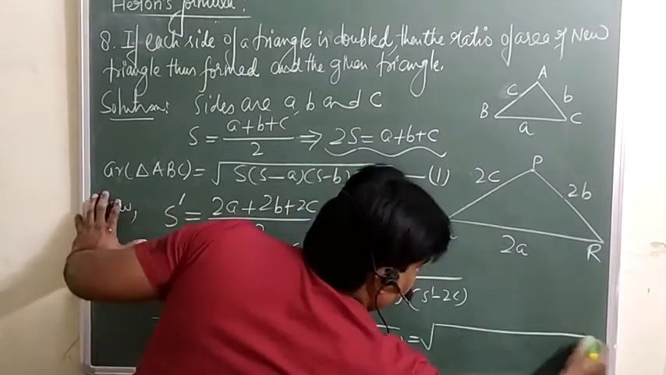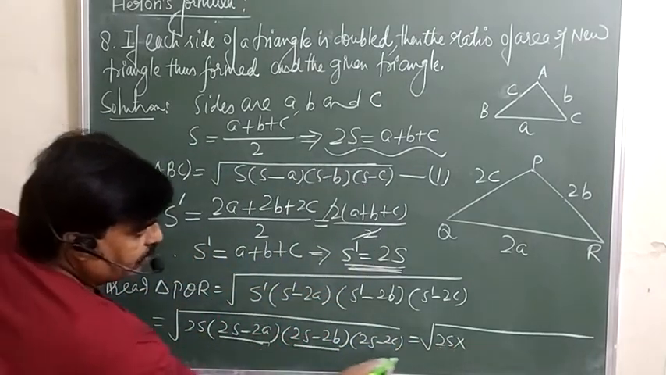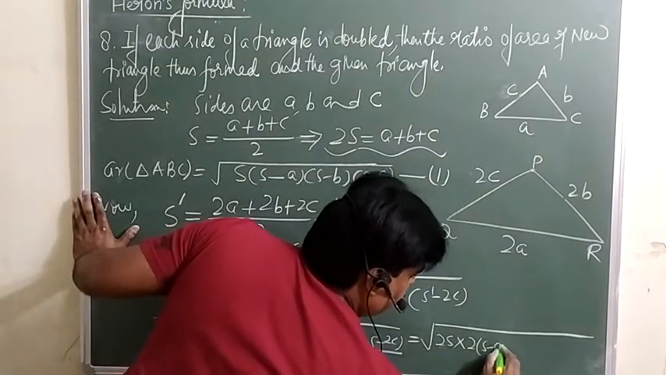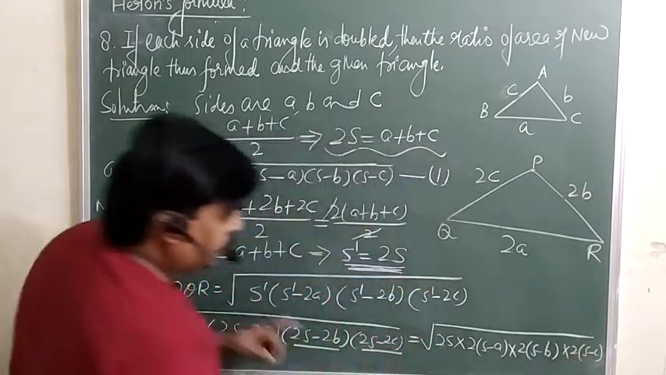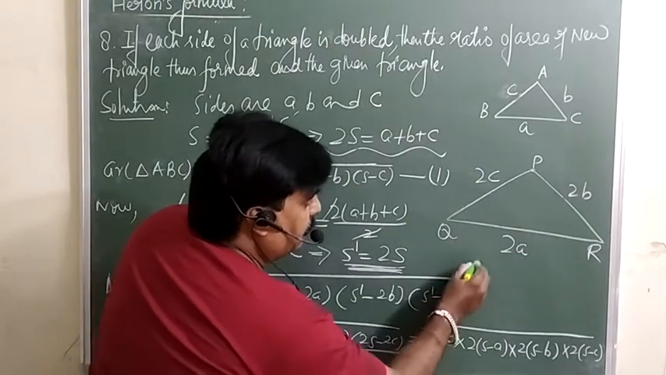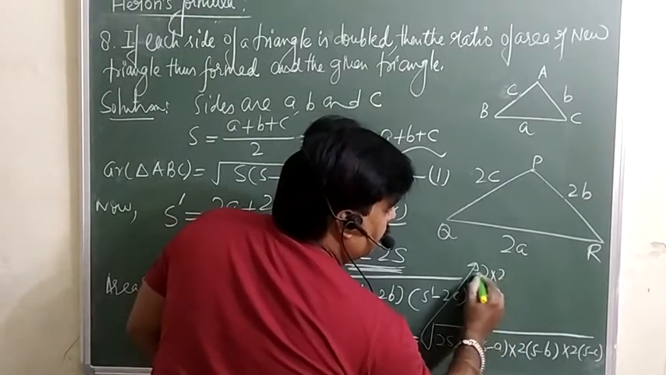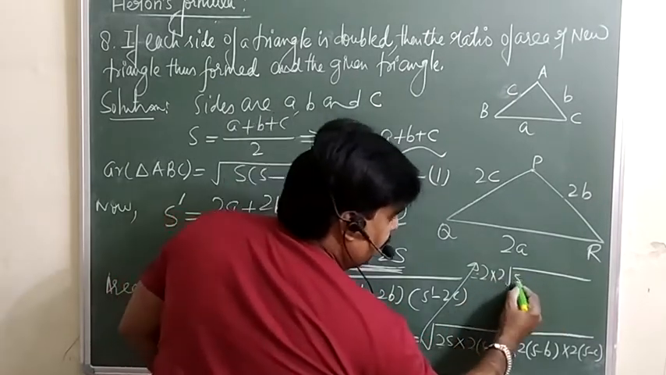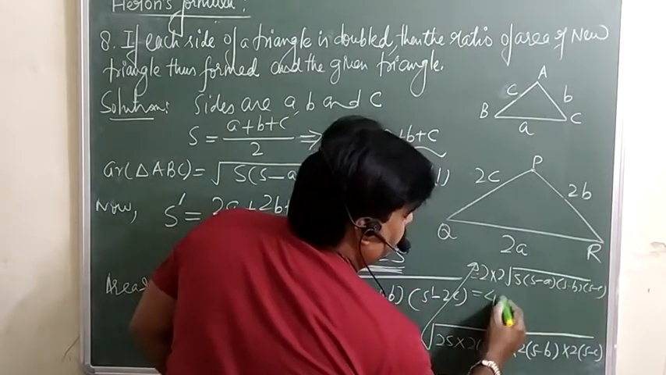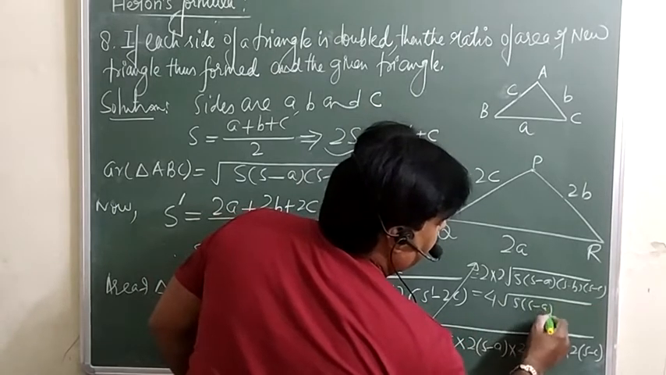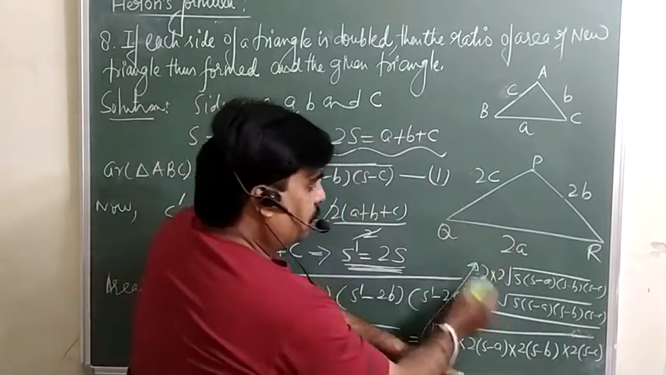This is equal to the square root of 2S, keep as it is, into, you can take out the 2 common from here, 2 from here, 2 from here. So 2 into S minus A, into 2 into S minus B, into 2 into S minus C. Here you will get 2 into 2 into 2 into 2. So take 2 out of the radical sign; inside the radical sign remain S, S minus A, S minus B, S minus C. So that is 2 times the square root of S, S minus A, S minus B, S minus C. This is the area of this triangle.